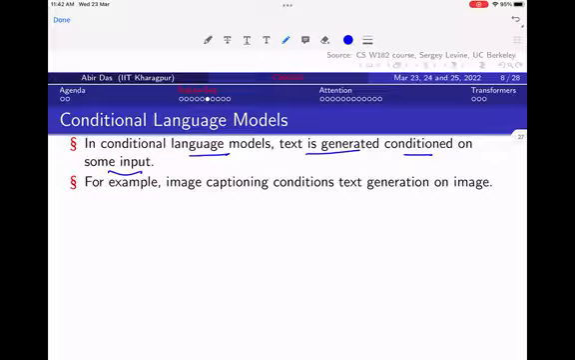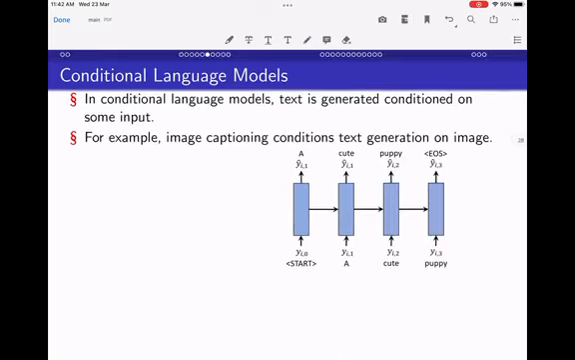For example, one input can be image captioning. So you are conditioning your generation of the sentence on the input image. That is, you are basically giving the image as the input, and asking the model, can you tell me what is going on in the image? So conditioned on the image, what sentence will it generate?